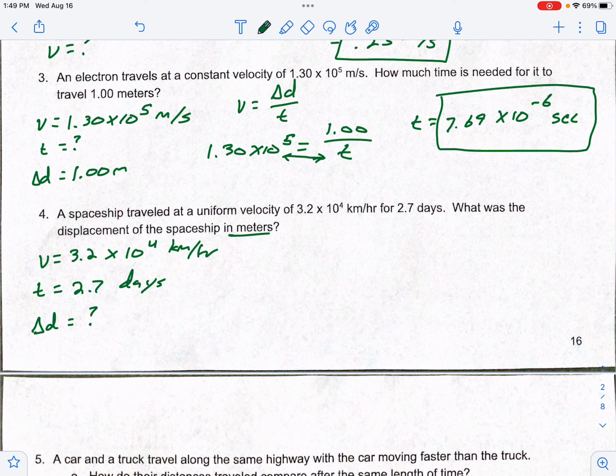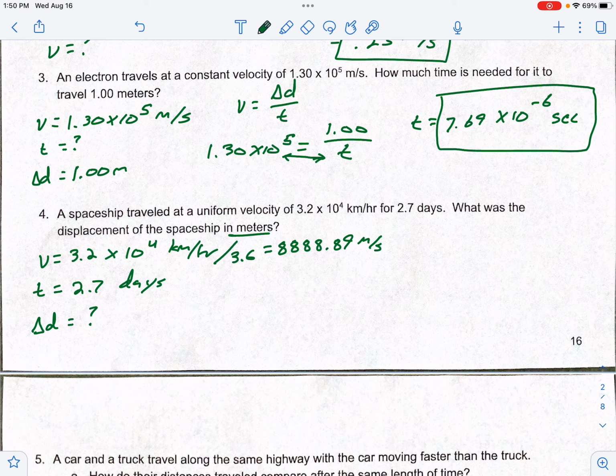So if I want it in meters, I'm going to divide this velocity by 3.6 just to get it to meters per second. So I'm just going to go ahead and do that step. That gives me 8,888.89, a lot of 8s, meters per second. Okay, so that fixes that velocity there. For time, it doesn't do me any good to have days when I want my velocity in seconds. So I'm going to convert that.